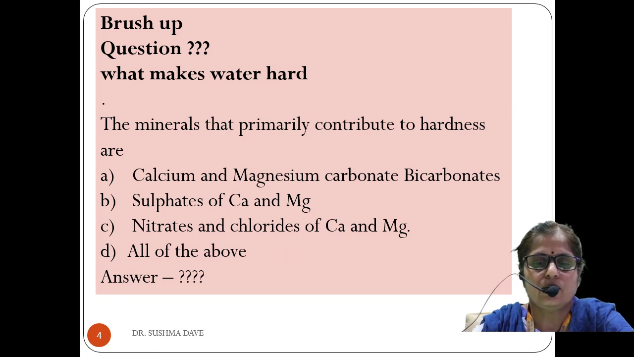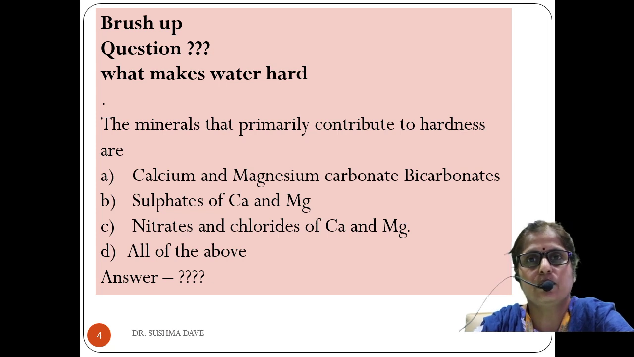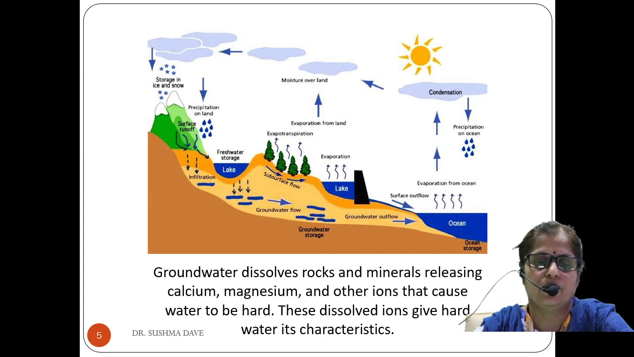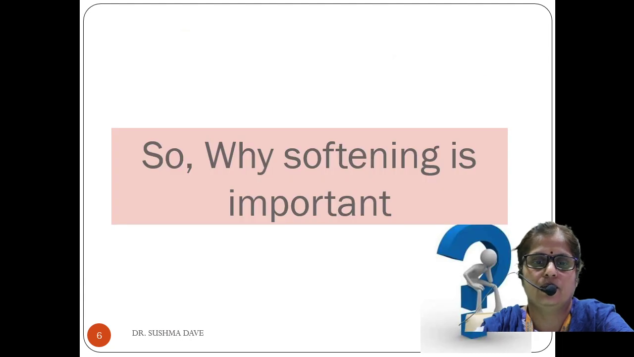In the previous lecture, we learned about the question: what minerals primarily contribute to hardness? We have four options: calcium, magnesium, carbonate, bicarbonate, sulfates, nitrates and chlorides of calcium and magnesium. So the answer is all of the above. From this answer, we can see groundwater dissolves rocks and minerals, releasing calcium, magnesium and other ions that cause the water to be hard. It is these dissolved ions which make the water hard.